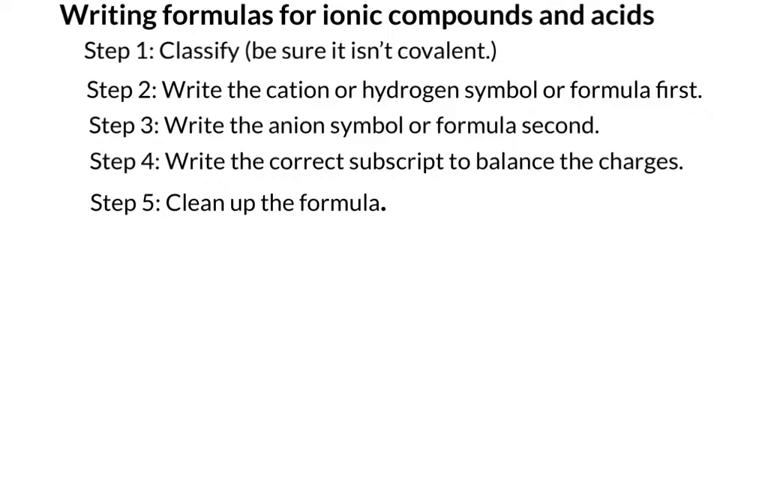These are the general rules for writing the formulas for ionic compounds and acids. Step 1, you're going to classify, make sure that it isn't a covalent compound. Everything else will be following the same system. Step 2, you're going to write the cation or hydrogen symbol first. Just write whichever symbol you have. If it's a polyatomic ion, you'll put that in parentheses. Next, you'll write the anion symbol or formula. Again, if it's a polyatomic ion, you'll put it in parentheses, making sure to have the charge on both the cation and the anion.